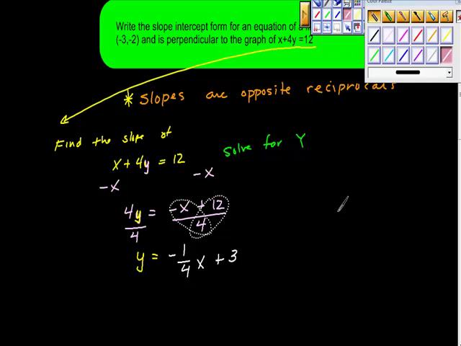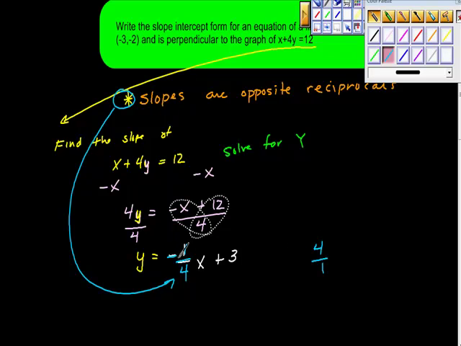So you're asking, why do we do all of this mess? All we wanted to know was the slope of this line. And the slope of this line is -1/4. And I promised you that we would come back and talk about the opposite reciprocal idea. So now I'm going to apply that idea here. What's the opposite reciprocal of this? Well, the reciprocal of 1/4 is 4 over 1, and the opposite of a negative is a positive. So the slope of our new line is 4, isn't it?